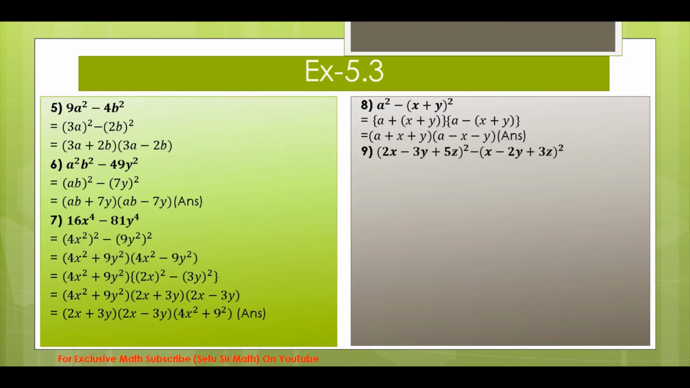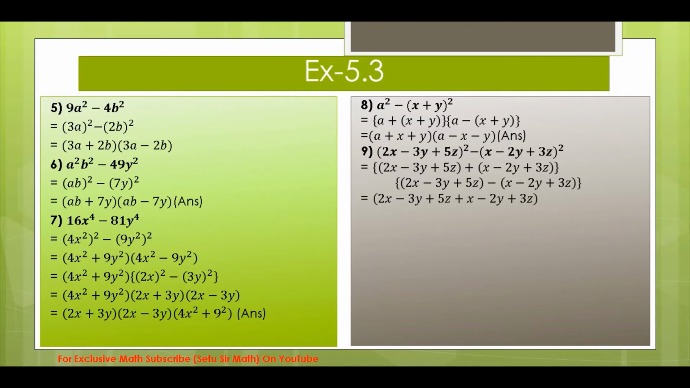So this is the next math. Already in here, a square minus b square, so we have to take a plus b into a minus b. So a plus b into a minus b, and we have to remove the first bracket. So 2x minus 3y plus 5z plus x minus 2y plus 3z. Then 2x minus 3y plus 5z minus x, and minus minus, that would be plus 2y, minus plus, that would be minus 3z.